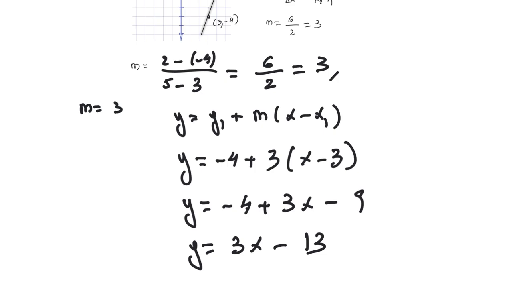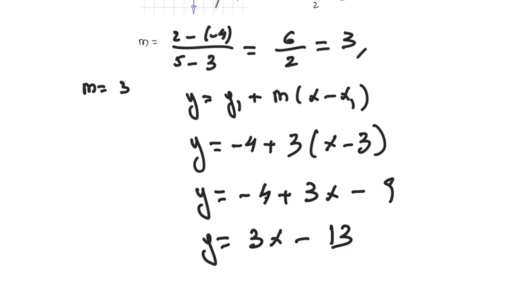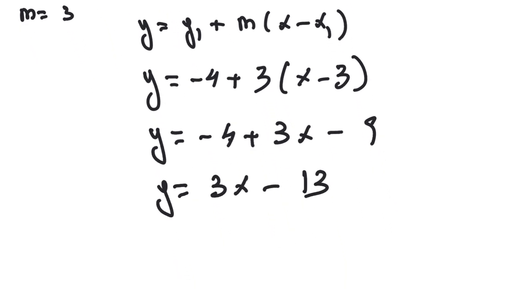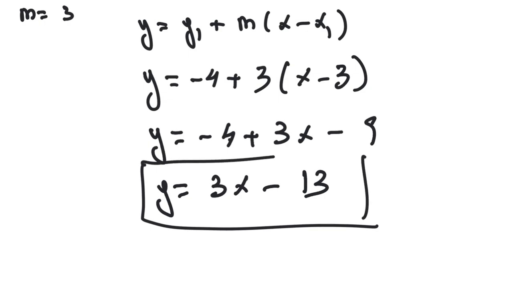Good, done. And of course, you can check that this makes sense. For example, if x is equal to 5, the y should be 2. So let's check here. When x equals 5, 3 times 5 is 15, 15 minus 13, the y is 2. It's perfect. I didn't make any mistake. This is the equation of the rectilinear line that passes through the points P and Q.